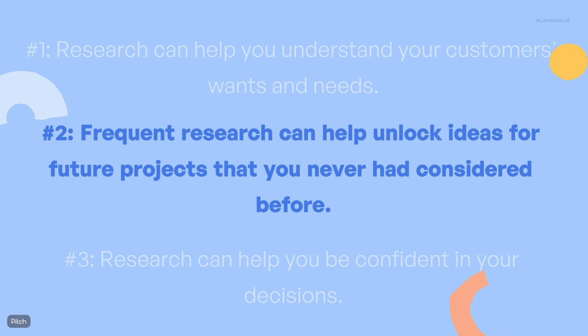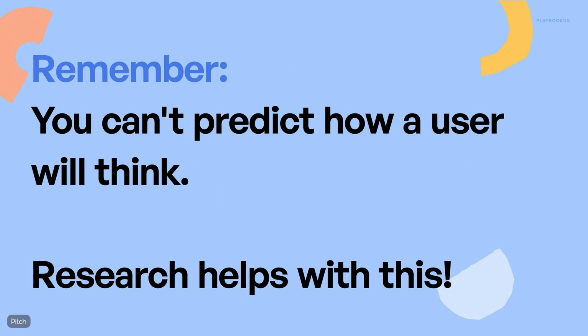Number two, frequent research can help unlock ideas for future projects that you never had considered before. When planning improvements or building new features, you and your team may identify pain points and brainstorm ideas together as a team. While this is very helpful, getting information directly from participants can give you evidence immediately on areas that need improvement. You can't predict how a user will think, so in doing research, you'll identify interesting things that you didn't know previously.